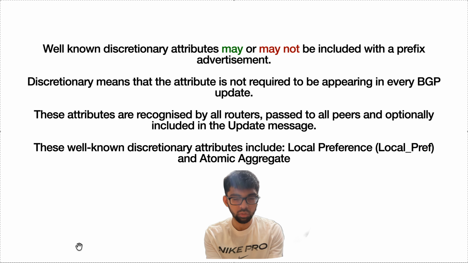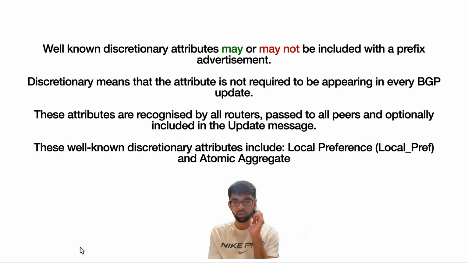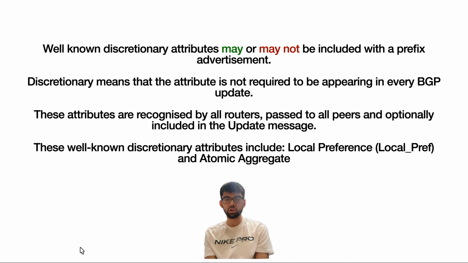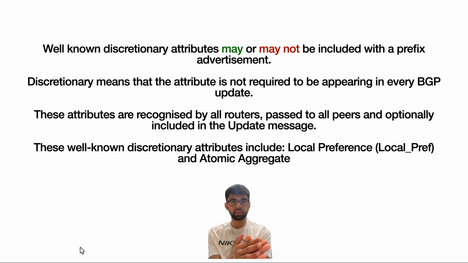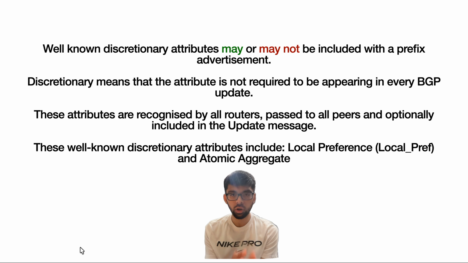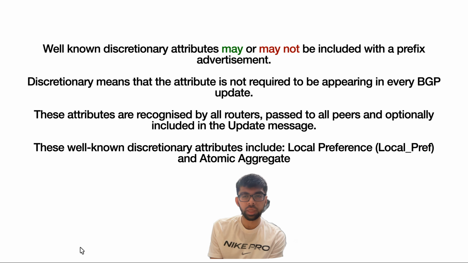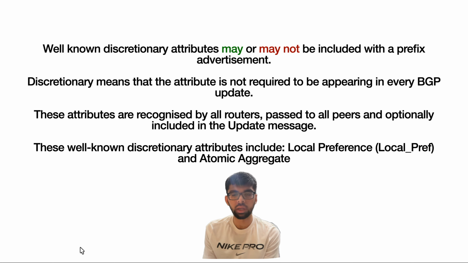Okay, so discretionary means that this attribute is not required to be appearing in every BGP update. Well-known is the same definition across the board, regardless of vendor or version. But discretionary means that the attribute doesn't need to be in every single BGP update. These attributes are recognized by all routers, passed to all peers, and optionally included in the update message. It does not require appearing in every BGP update.